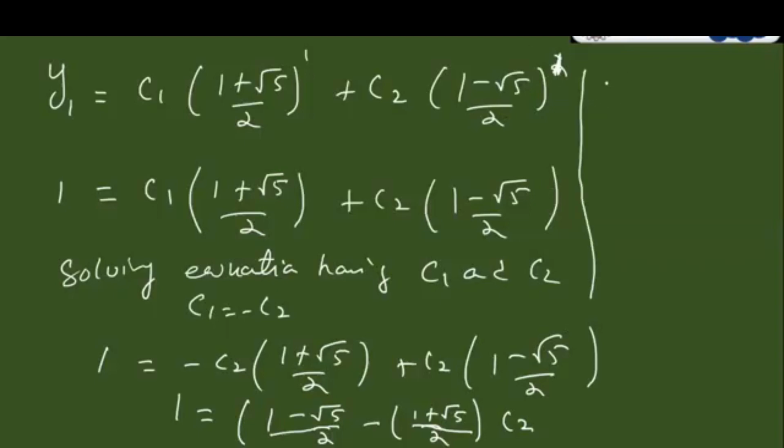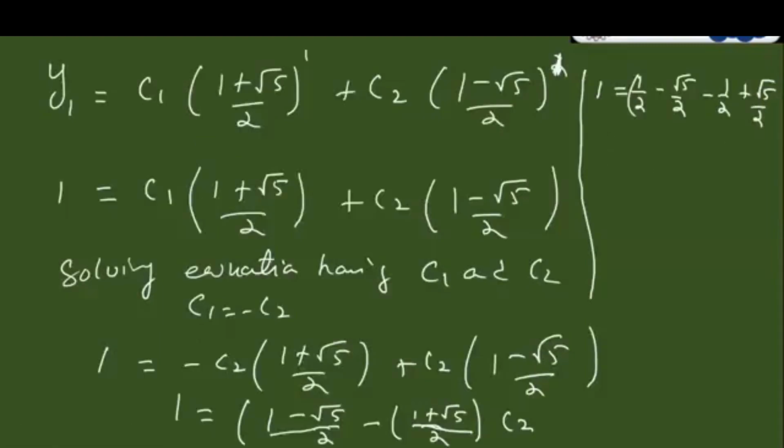So 1 equal to 1 by 2 minus root 5 by 2 minus 1 by 2 plus... I hope you understand, I'm just shifting the denominator, and then I will get c2. So this will cancel out, these two add up, this is minus. So minus 5 by 2 minus 5 by 2, this is 2 times. So I will get minus 2 root 5 by 2 c2 cancel out.